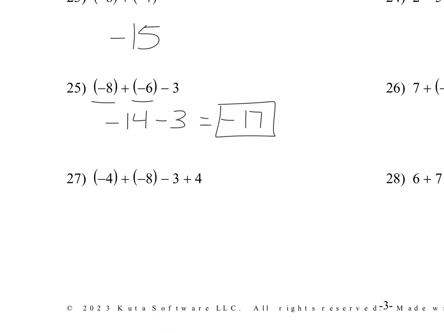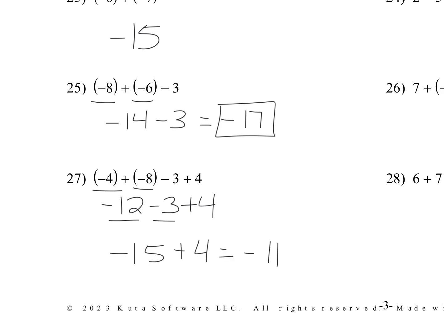Last one we're going to do together. What do I do first on 27? Yep, because we're still working left to right. -4 plus -8? -12. And then I'm going to rewrite what I have left. What's my next step? -12 minus 3? -15. And then plus 4? -11. Nice job. That is the first day of review.